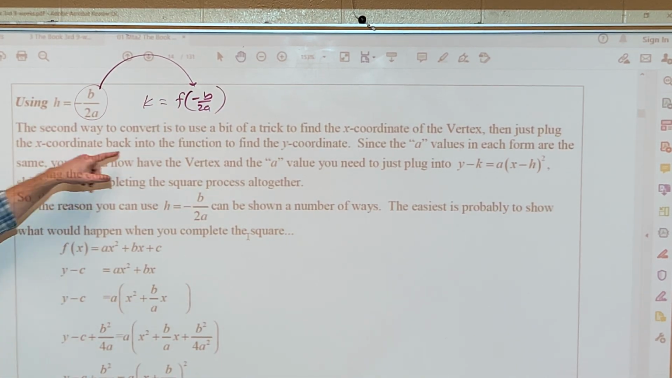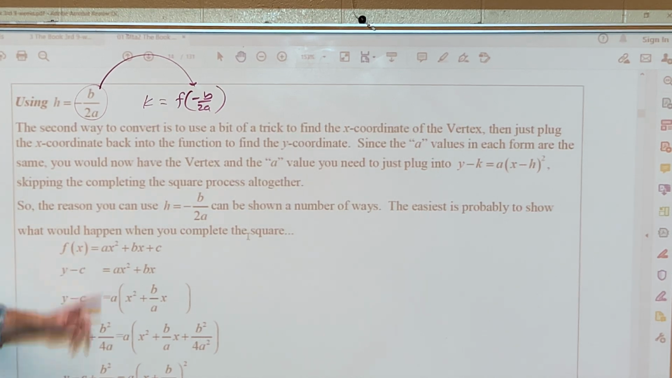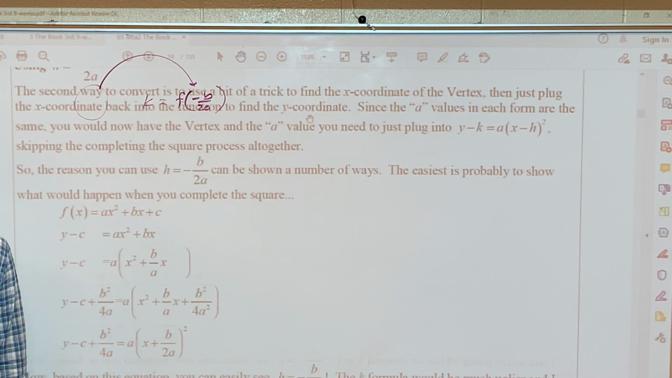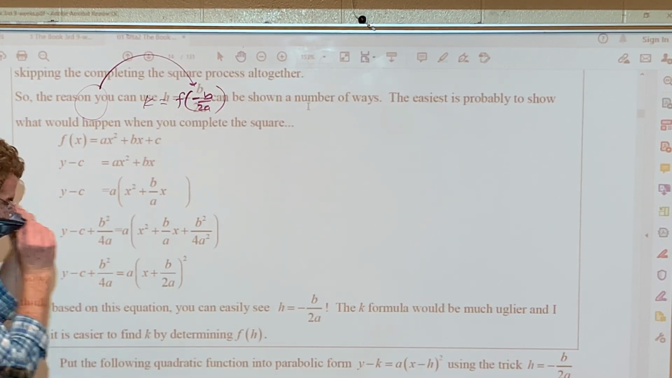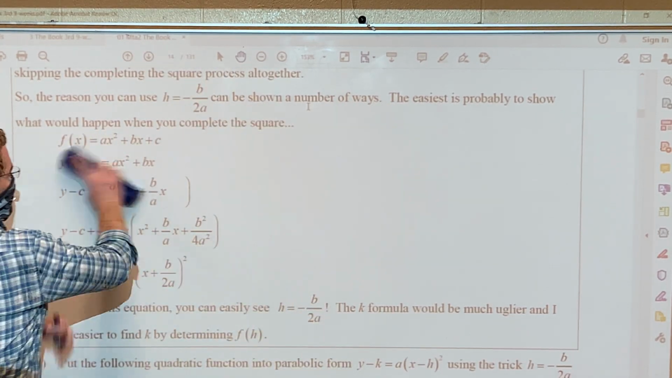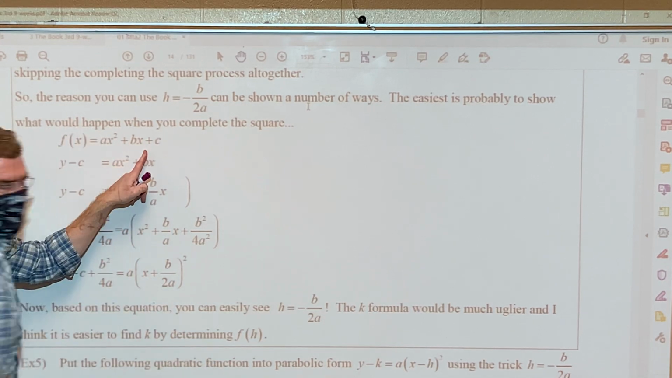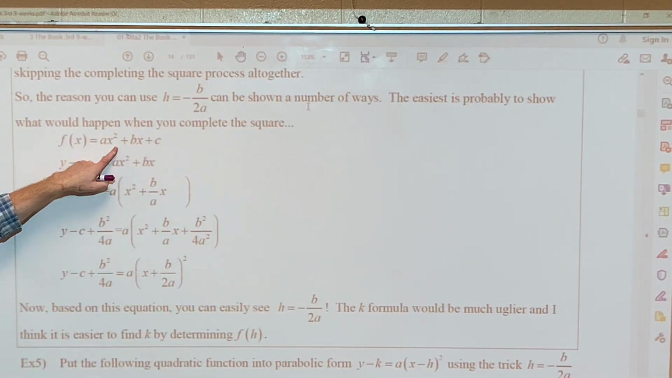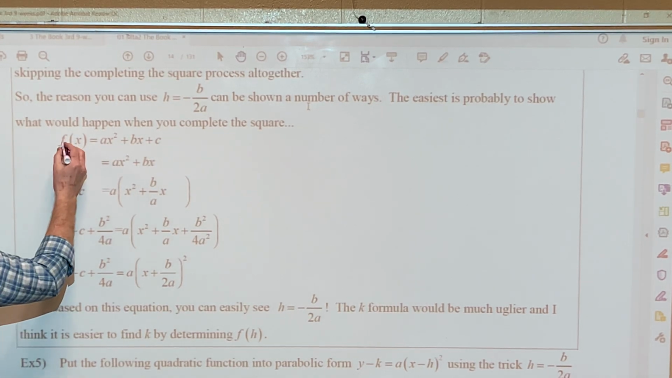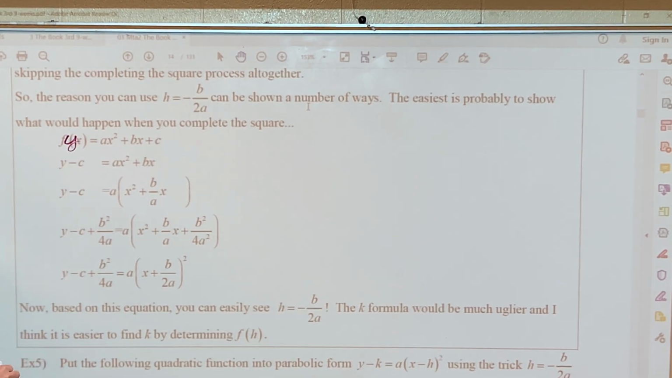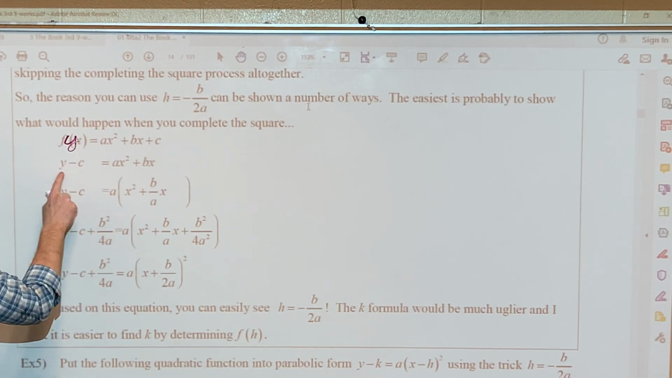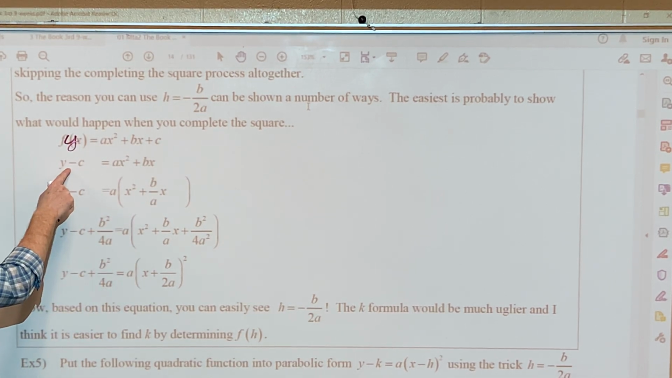Now, why does it work? Check it out. I did the little math for you again. If I have a generic equation, and I'm going to turn this into parabolic form. Follow with me. If you're seeing this, it's the same thing as y. I'm going to subtract the c over, and I get to here. You with me so far?